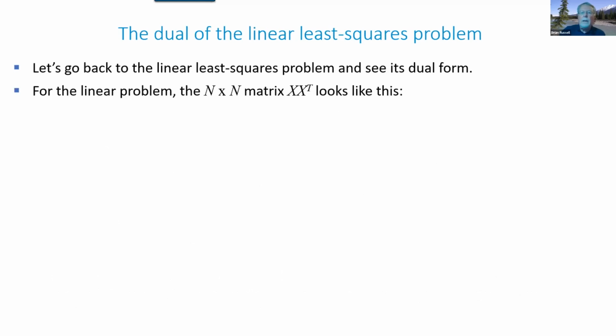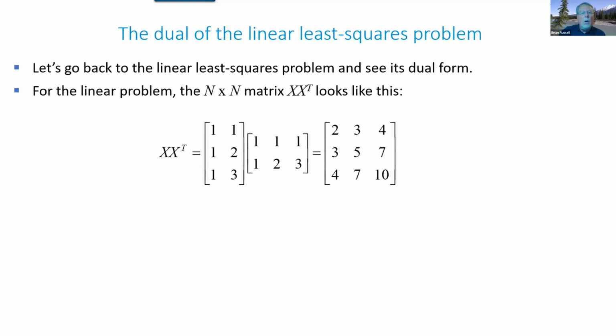So let's go back to the linear least squares problem and see its dual form. Instead of what we saw earlier, which was a 2 by 2 matrix, when you multiply X times X transpose you have a 3 by 3 matrix. You can see why it's called a dual, because this converts what was an overdetermined problem before into an underdetermined problem. Or did I get that right? Anyway, you see what I'm saying.